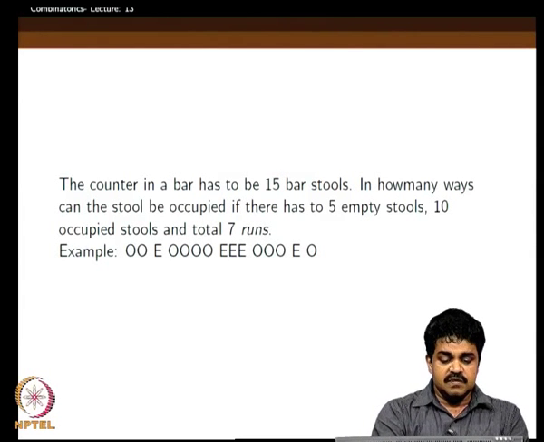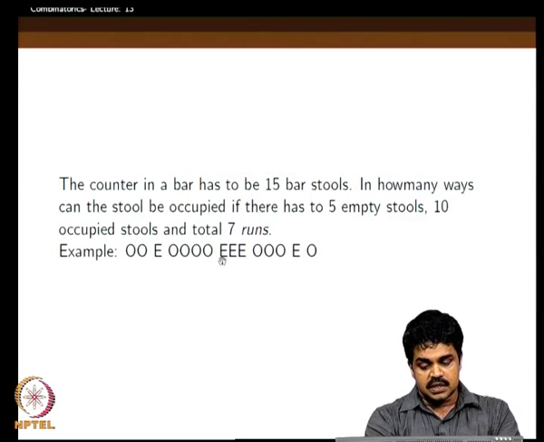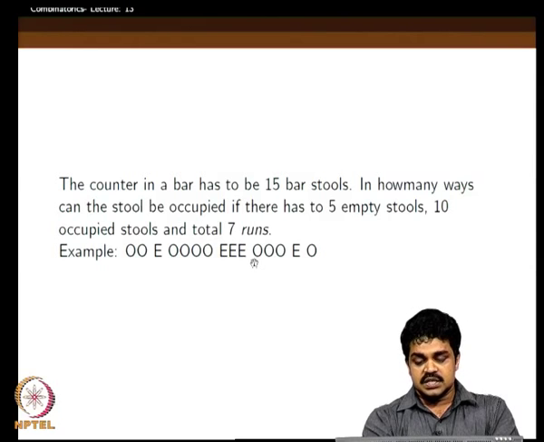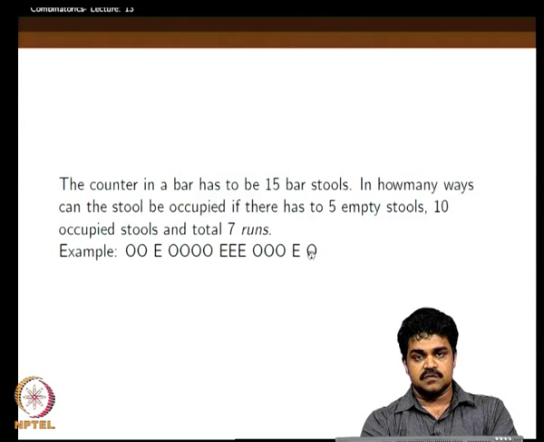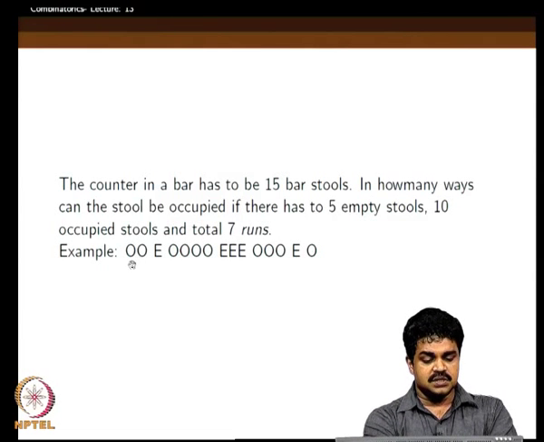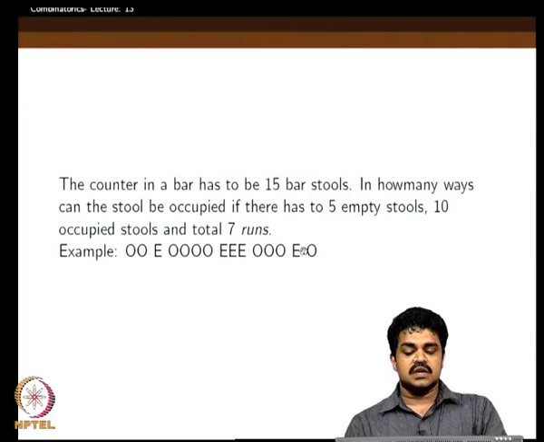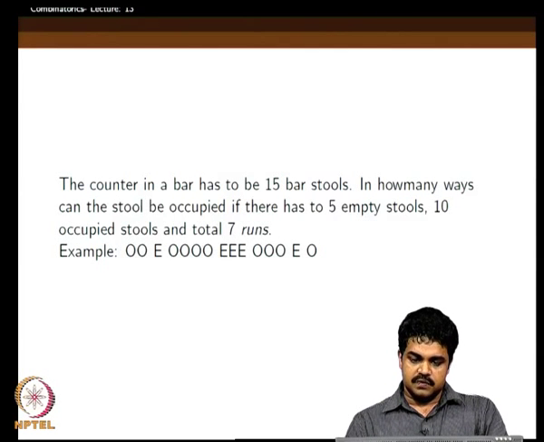So, he will say that now there is a run of OO, the first run, then this is just E, that is another run, then there is a run of 4 O's, and then there is a run of 3 E's, and then there is a run of 3 O's here, then there is a run of 1 E, then there is a run of 1 O. So, he will say that in this pattern there are 1, 2, 3, 4, 5, 6, 7 runs, 7 runs. So, 15 letters are written, each letter being either an O or an E.